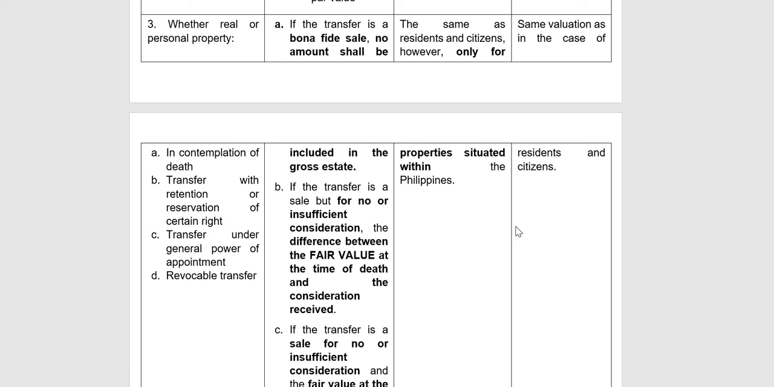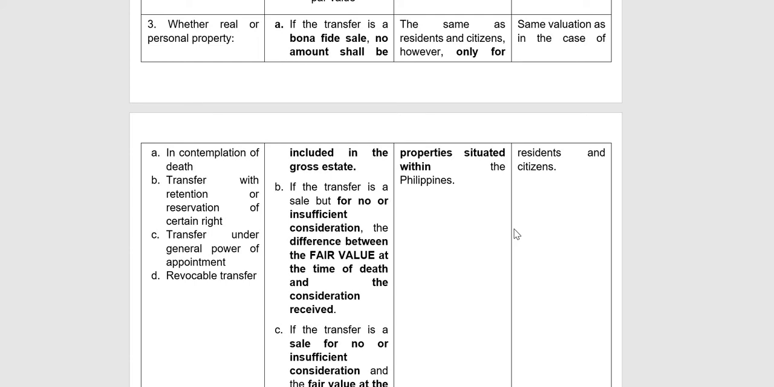So how to value it if the transfer is a bona fide sale? For a bona fide sale, no amount shall be included in the gross estate. Meaning to say, there are instances where the transfer has consideration. If the consideration is equal to or greater than the fair market value of the property, then it is a bona fide sale. It is not included in the gross estate, or it is exempt.